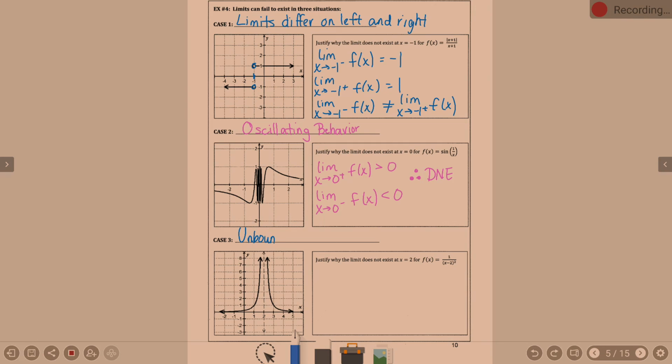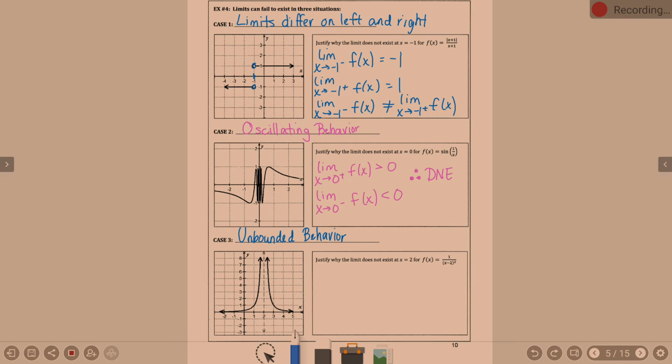And it's a technical catch, which is why I don't like it. Okay, justify why the limit does not exist at x equals 2 for f of x. Well, what would you say the limit is doing? Because I know what I would say. It's an asymptote, and what is the graph doing on the left and on the right? Going towards infinity. Going to positive infinity, yes?